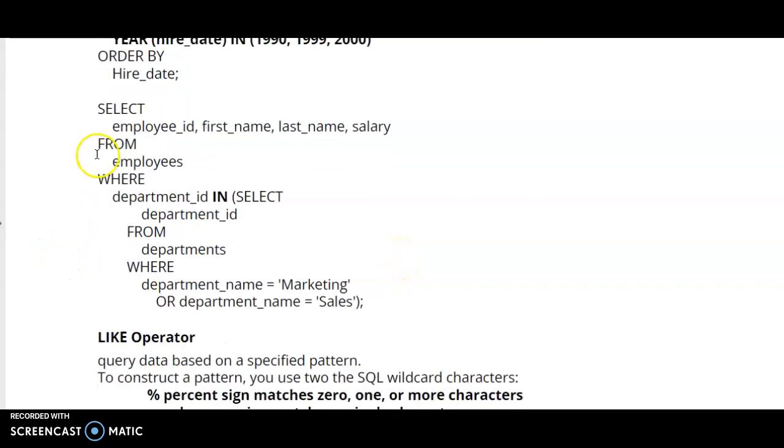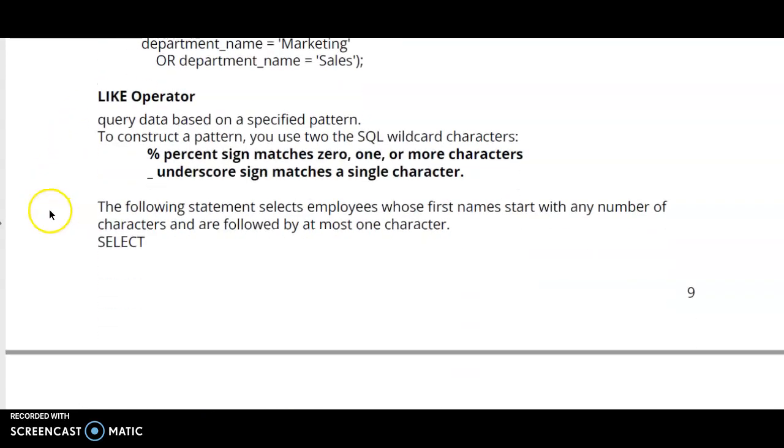The next query: select employee ID, first name, last name, salary from employees where department ID in, and here we pass the subquery: select department ID from departments where department name is equal to marketing or department name is equal to sales. That subquery gives us the department ID list, and for those department IDs the records will be fetched using this query.